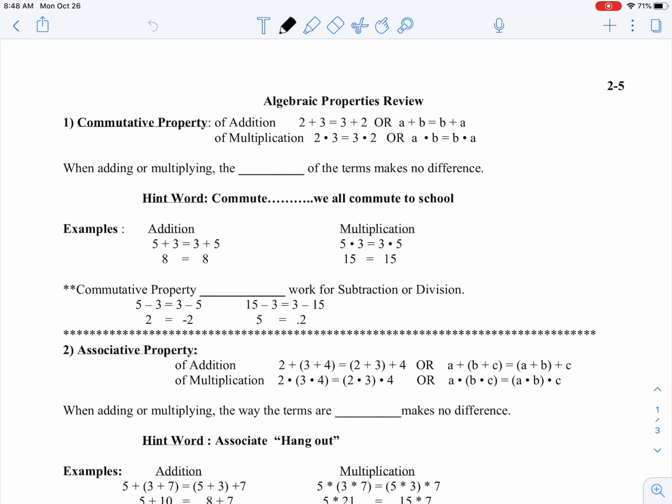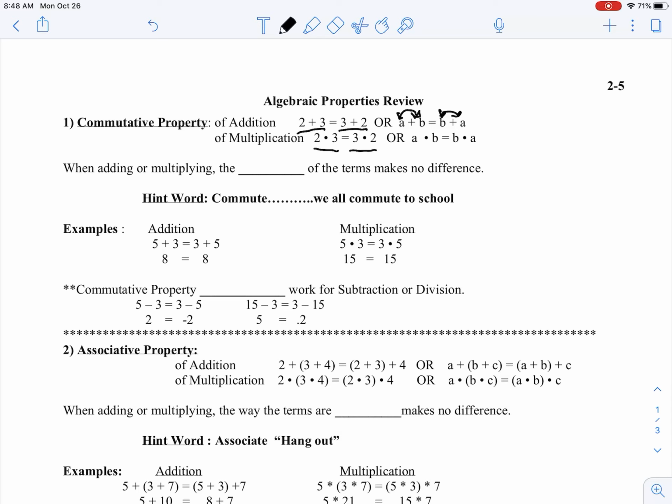Our first property here is the commutative property of addition and the commutative property of multiplication. What this says is that we can switch things around. Here we have 2 plus 3 is the same as 3 plus 2. So we can swap our terms with addition and multiplication, same as 2 times 3 is the same as 3 times 2, or A times B is equal to B times A.